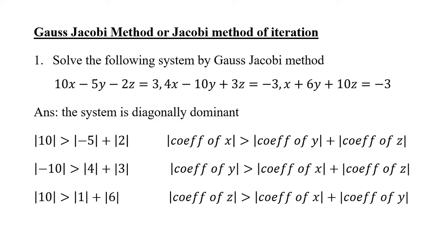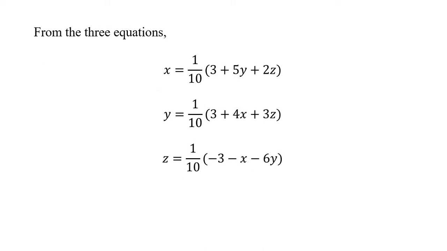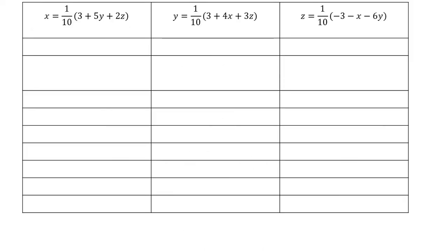Since it satisfies all these three conditions, they are diagonally dominant. So write down x from the first equation, y from the second equation and z from the third equation. Now construct the table. Since the initial values of x, y, z are not given, let us take 0, 0, 0. To obtain the value of x, in our next iteration, put y as 0 and z as 0.